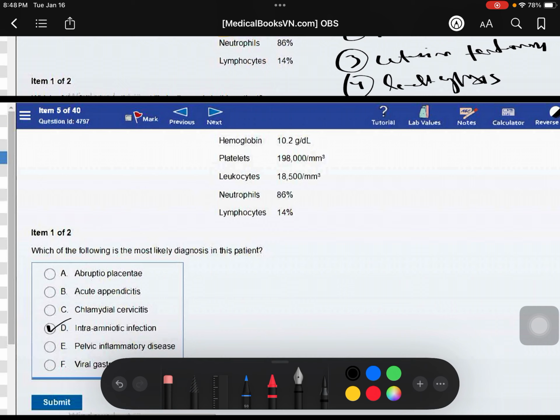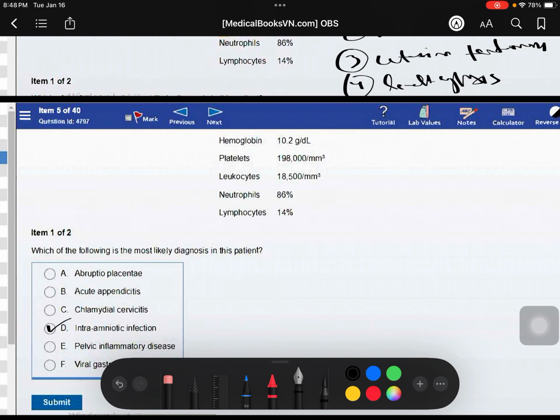The diagnosis of intra-amniotic infection is based on the presence of maternal fever plus at least one of the following: fetal tachycardia more than 160 per minute for at least 10 minutes, maternal leukocytosis, maternal tachycardia, or purulent amniotic fluid.